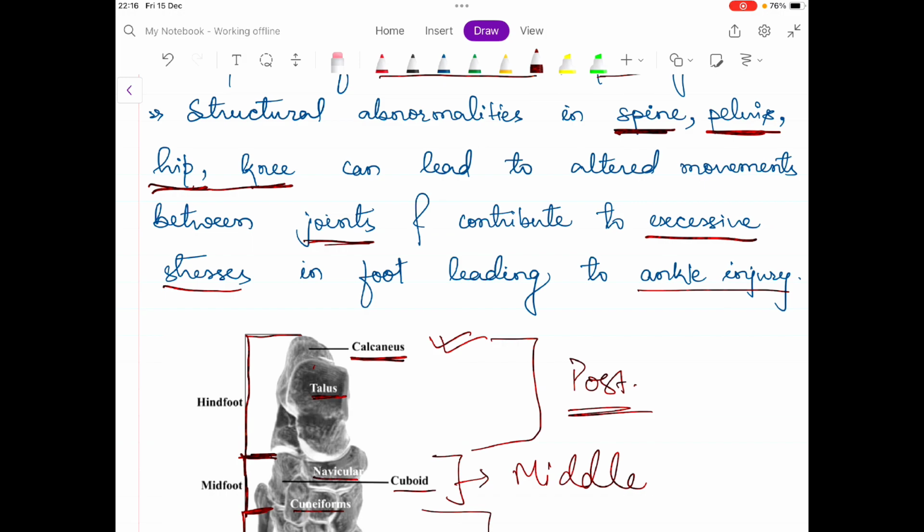So this is a great point that you should keep in mind, and this point will actually help you during your clinical duties, during your hospital duties, or when you open up your own clinic. You should have in mind that any kind of abnormalities in the spine, pelvis, hip or knee can actually lead to ankle injury.